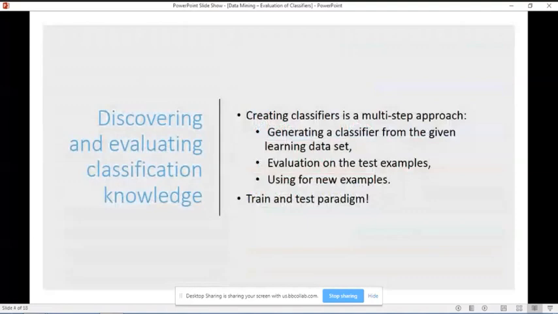But the routine remains the same for each kind of model. We create a classifier based on our training examples, then we evaluate it on a separate set of test data, and then we use it on new examples. It's called the train and test paradigm.